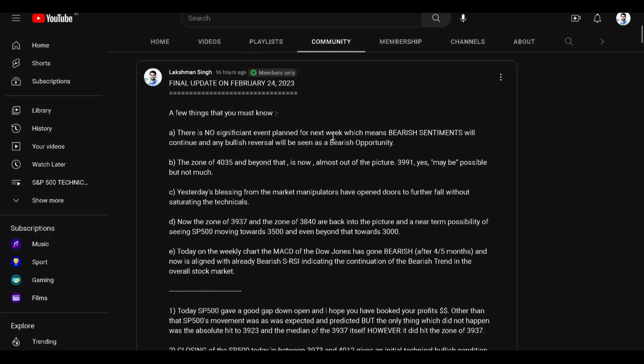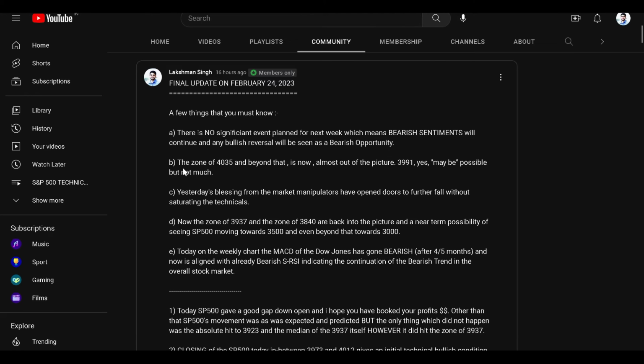And what does that mean? This means that the bearish sentiments will prevail and will be carried forward to the next week. And any bullish reversal will be seen as a bearish opportunity. So feel free to go bearish on any bullish reversal, meaning a bullish reversal that hits our resistance levels.